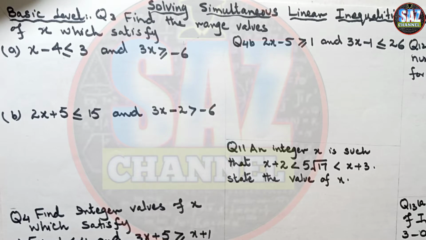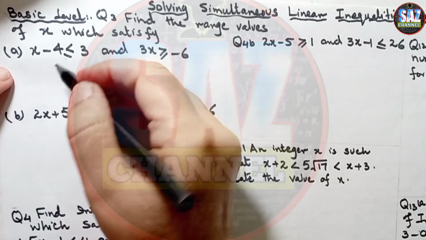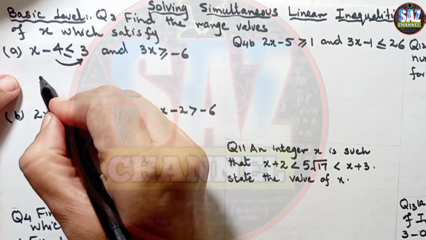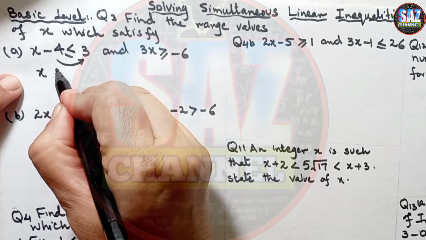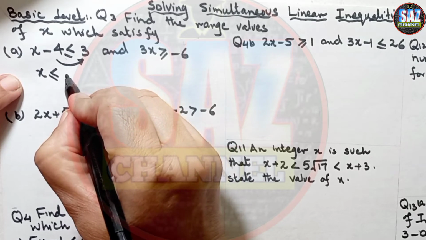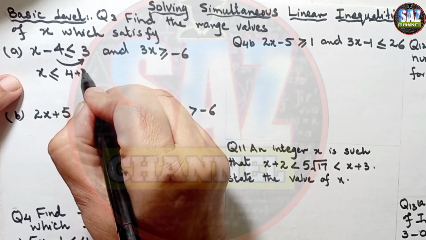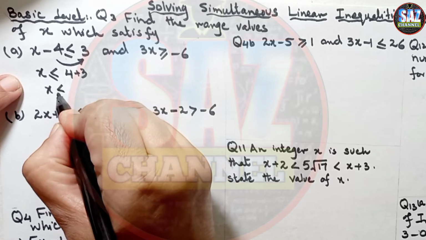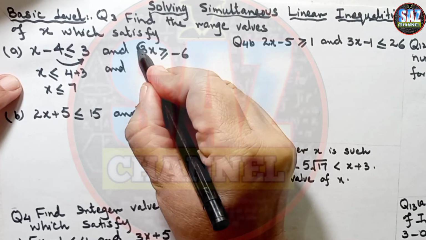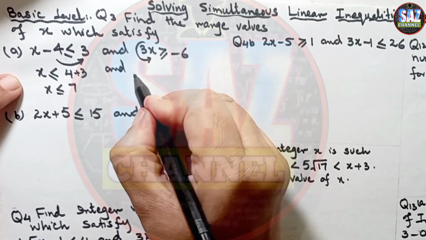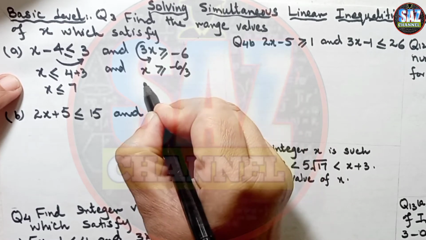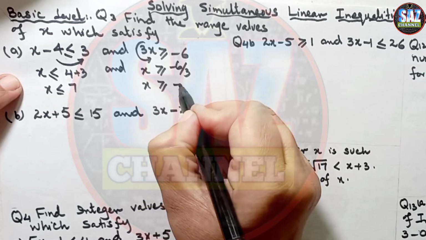The solution of linear inequalities is similar to the solution of simple linear equations. First, we have to shift this 4 to other side, and when I shift 4 to other side, this 4 has a negative sign on this side, so it will become positive. x less than equal to 4 plus 3, or x less than equal to 7. This 3 is multiplied with this x, so when I shift this 3 to other side, 6 by 3, and x is greater than equal to minus 2.